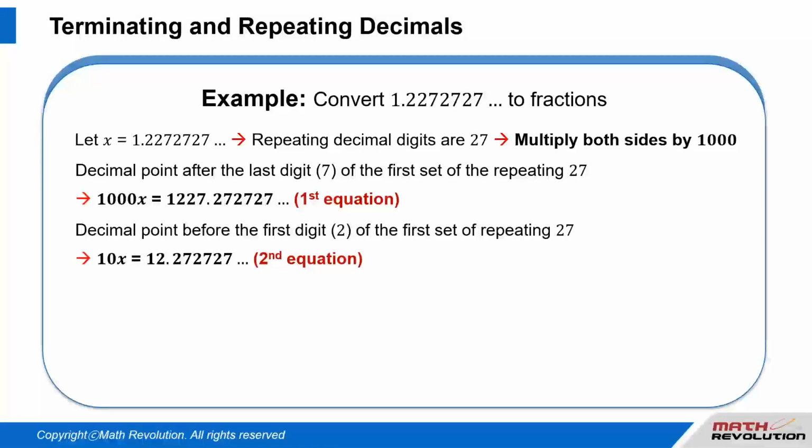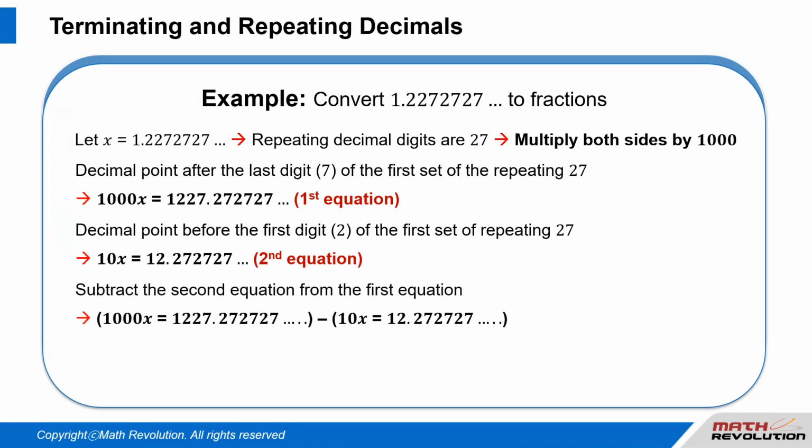Next, we multiply both sides of x equals 1 decimal 2272727 recurring by 10, so the decimal point will be before the first digit 2 of the first set of the repeating 27. That is, 10x equals 12 decimal 272727, which we take as second equation.